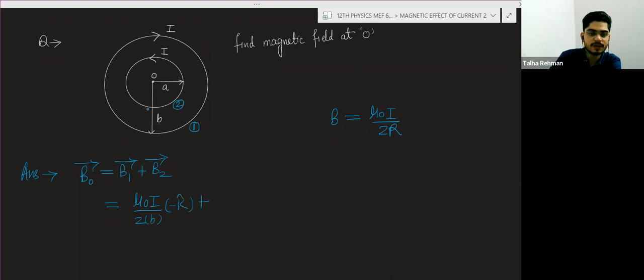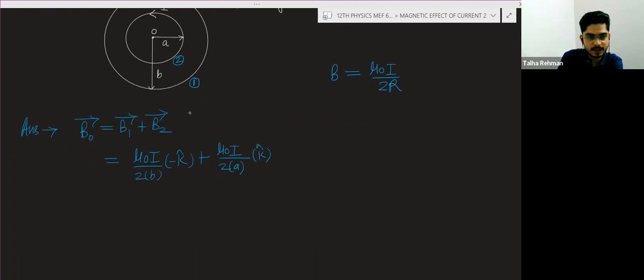And for the second coil, when you apply, you will write mu naught into I divided by 2. What is the radius of the second coil? This is your second coil, that is A. And for the direction, just apply the modified right hand thumb rule. So your thumb will be towards you, meaning positive z axis. So you will multiply this with plus K cap.